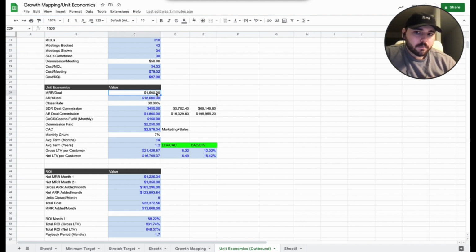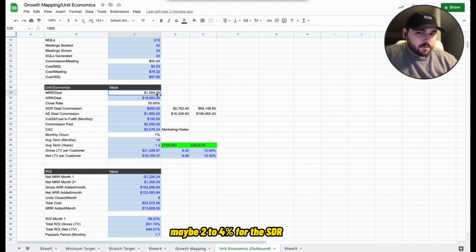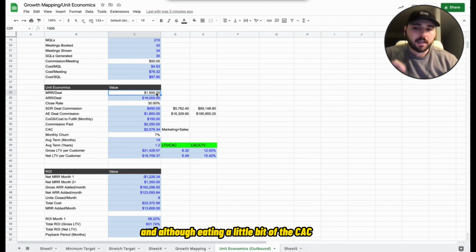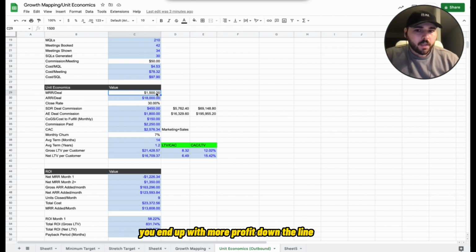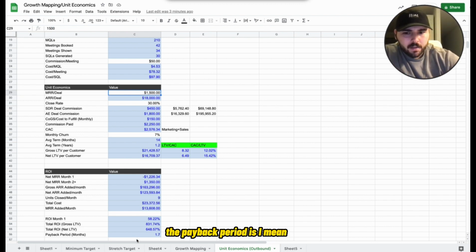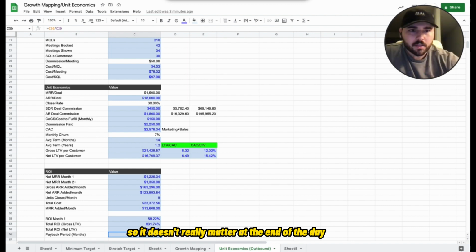Whereas here, if you're just paying out on the deal value at about 10% for the account executive, and maybe 2 to 4% for the SDR, they're making enough that they're going to stick around and be happy. And although you're eating a little bit of the CAC on the front end, you end up with more profit down the line. And as we see in this scenario, the payback period is, you're profitable in month 2 on the unit level. So it doesn't really matter at the end of the day because you're signing 12-month contracts.